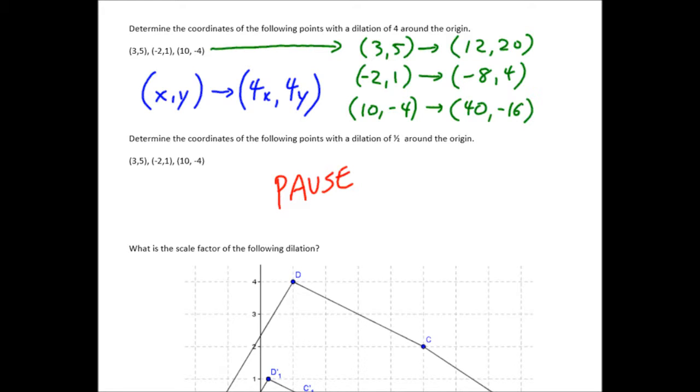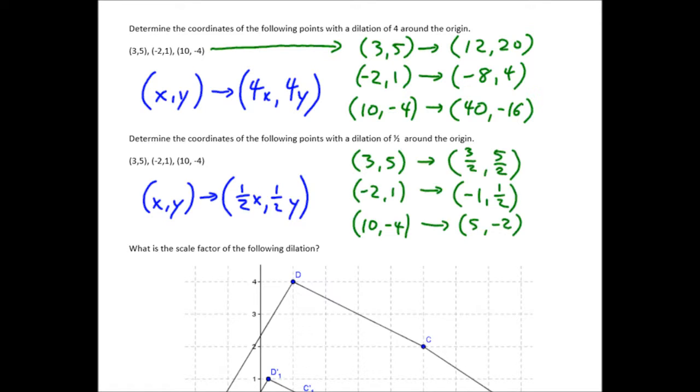Take a moment and try the next one. This time, we have a dilation of 1/2. That means this is going to be a reduction, and our rule is going to look like this. Verify that you're getting the same answers.